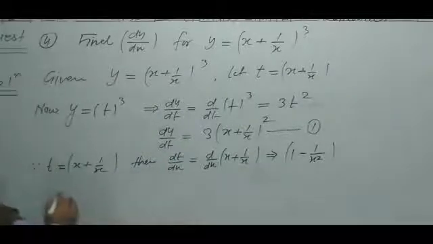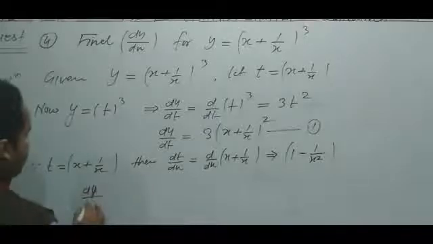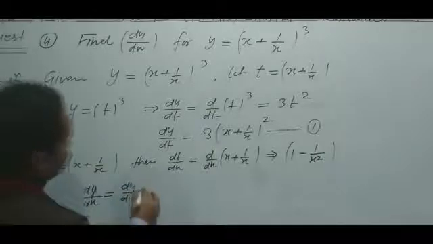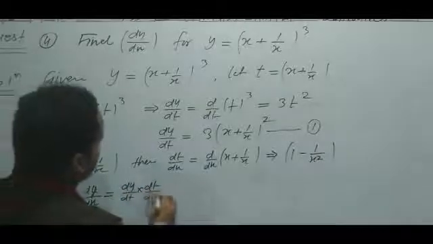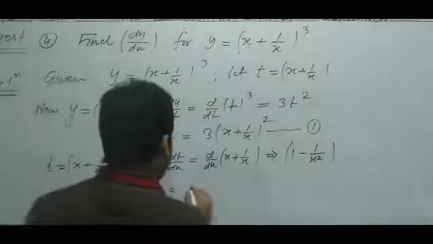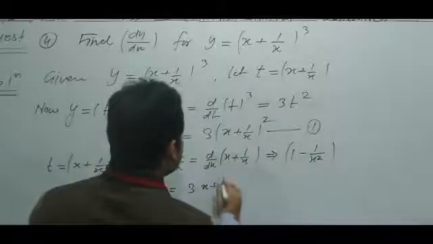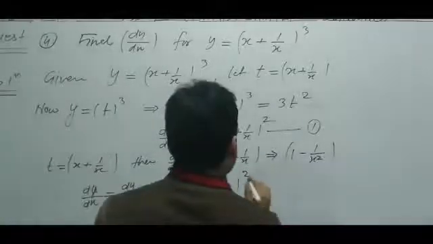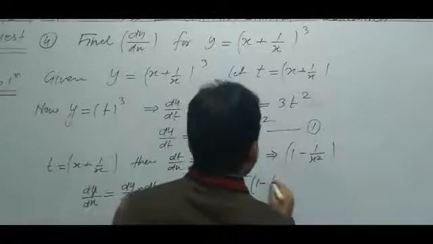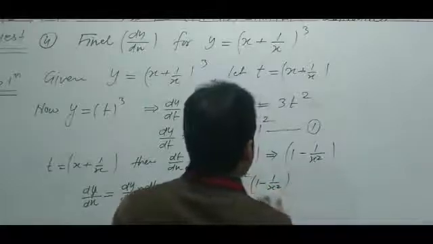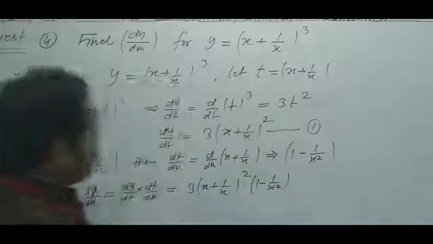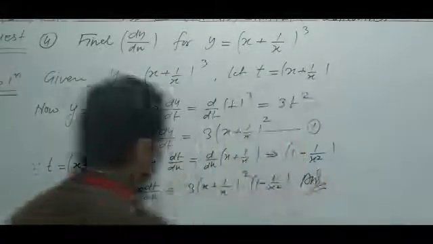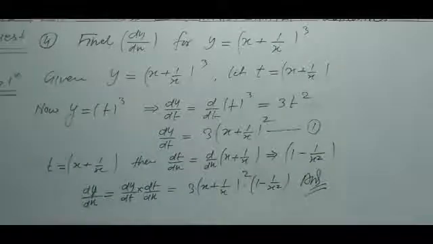Now dy by dx we can write dy by dt into dt by dx. So 3 times x plus 1 by x whole square into 1 minus 1 by x square. Now this is the answer.